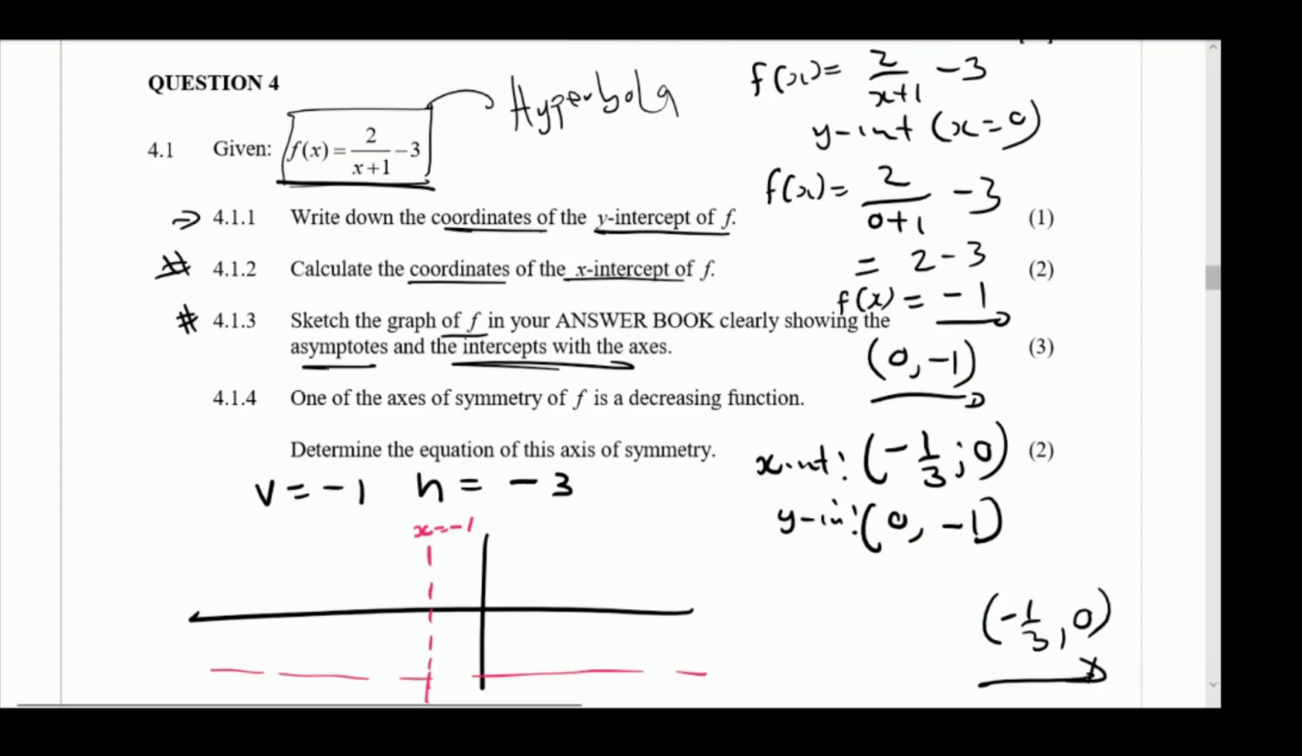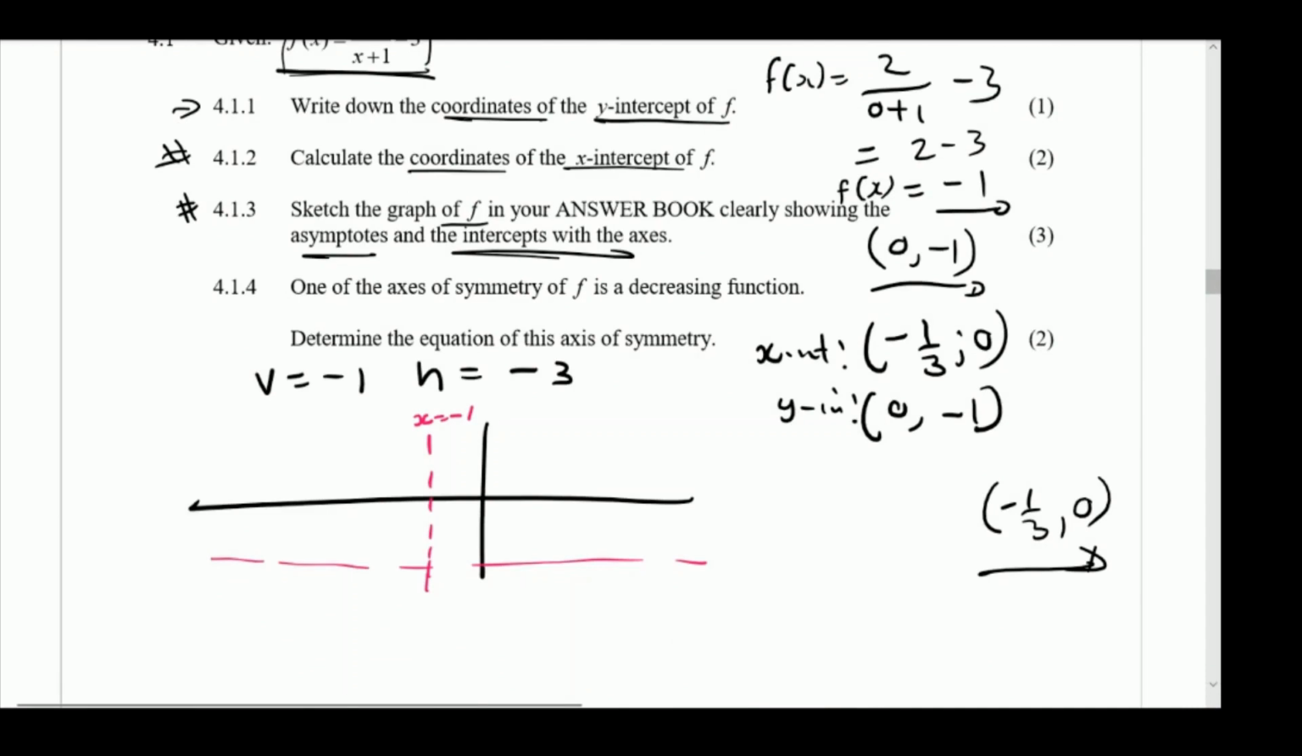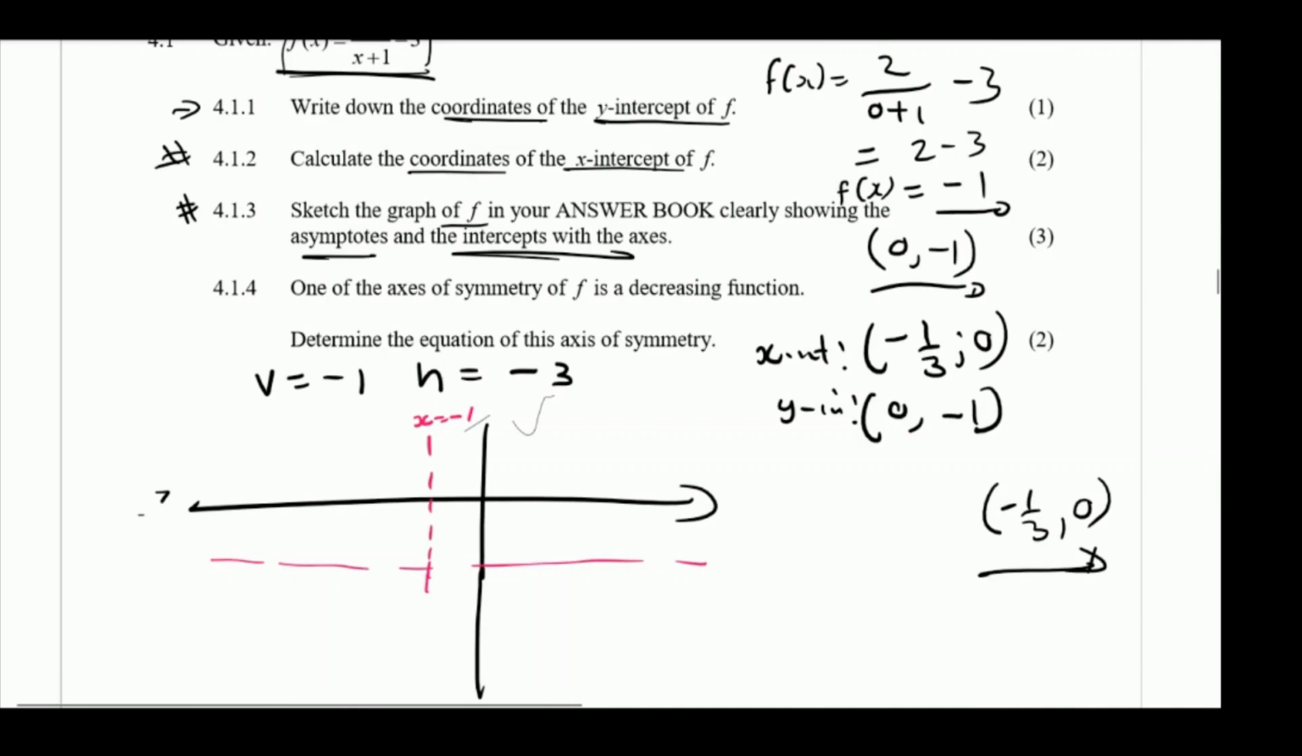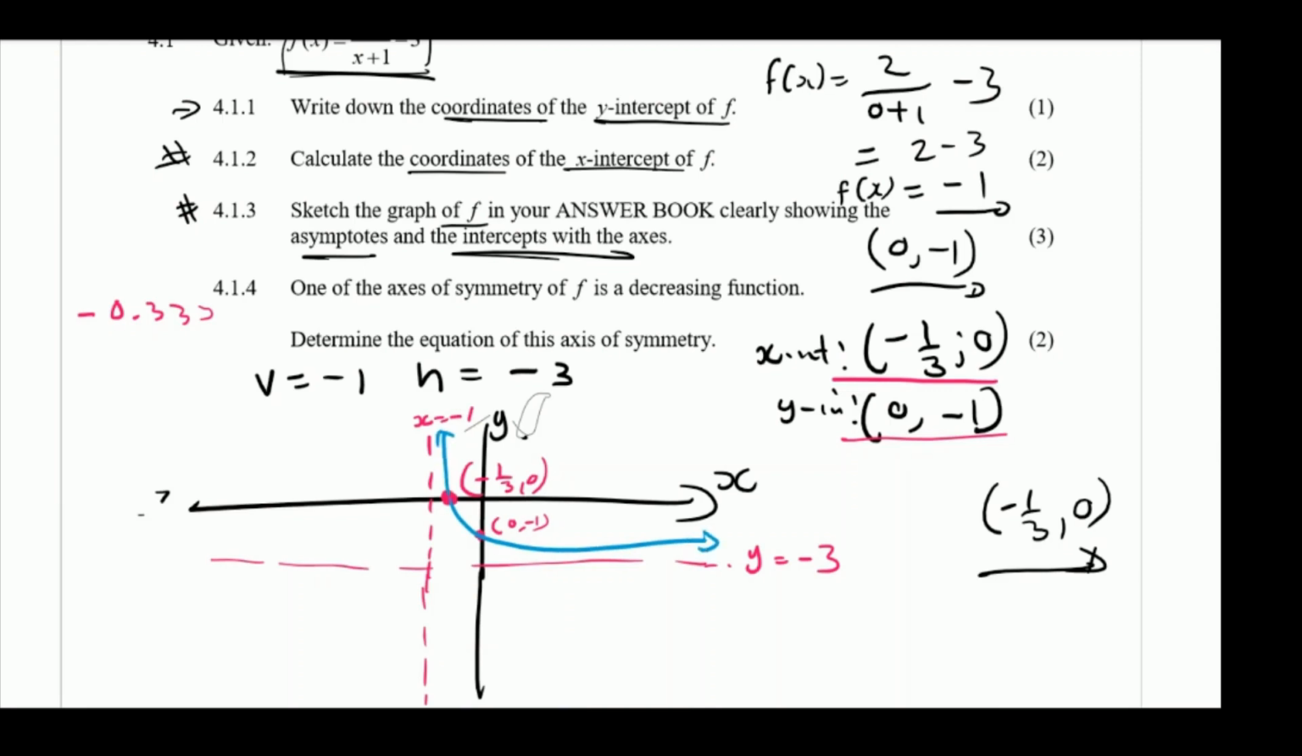So let me do this. You have your Cartesian plane. This is your y, this is your x, and this is your vertical asymptote. Your horizontal asymptote is given as y equals minus 3. And you've already found your x-intercept, which is (-1/3, 0). Minus 1 over 3 is minus 0.333, so it's just here before negative 1. You're going to indicate that it's actually (-1/3, 0). And then another coordinate, (0, -1), which is here. So you're just going to join your points together, and this would be your graph, and another one here.